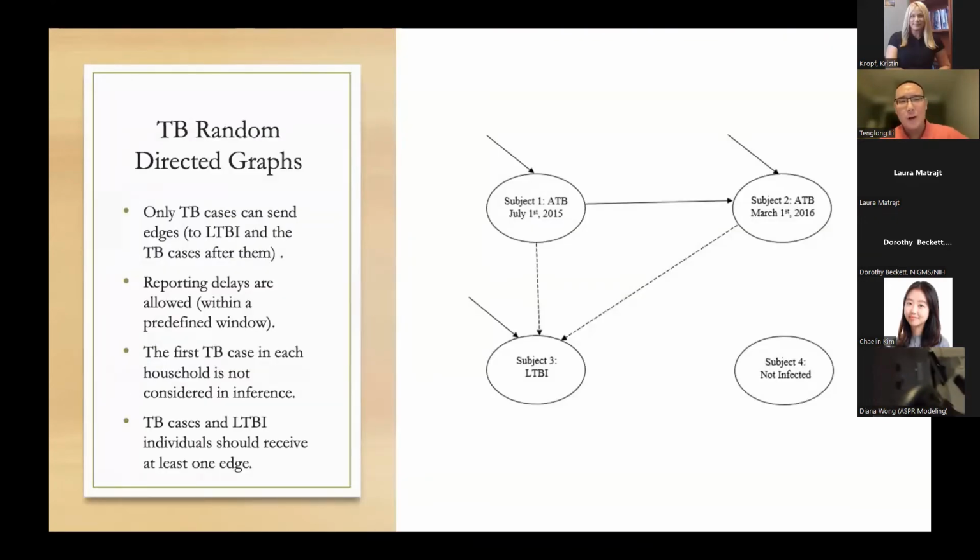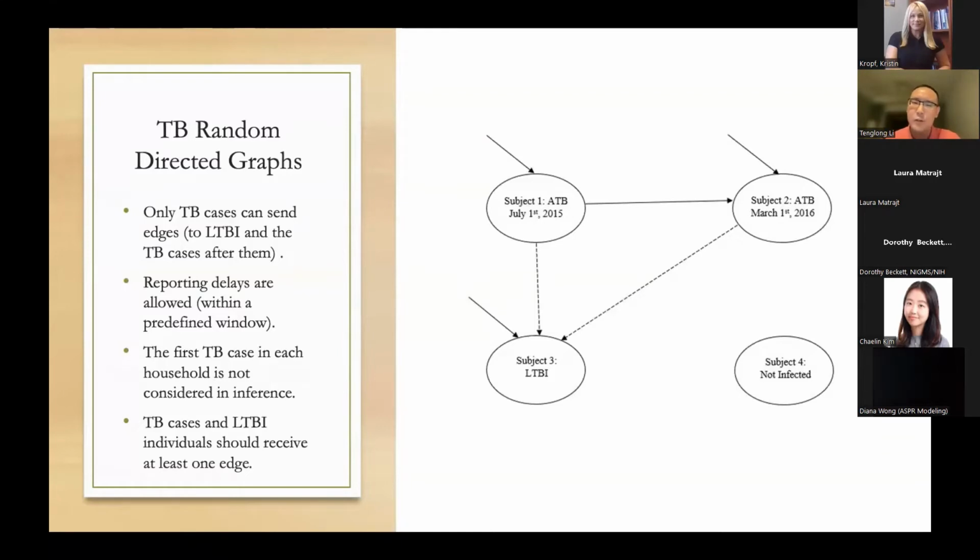So, the TB random directed graph. Here's an example. This is household 4, and we have subjects 1, 2, 3, 4. Subject 1 is a TB case, diagnosed on July 1st, 2015. Subject 2 is also a TB case, diagnosed on March 1st, 2016. Subject 3 is latent TB infected but does not have disease. Subject 4 is not infected.